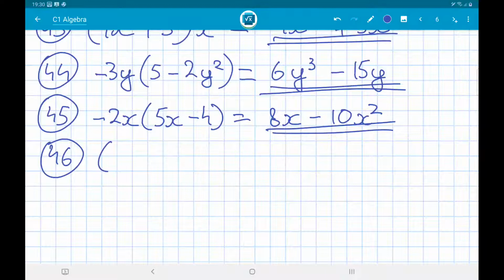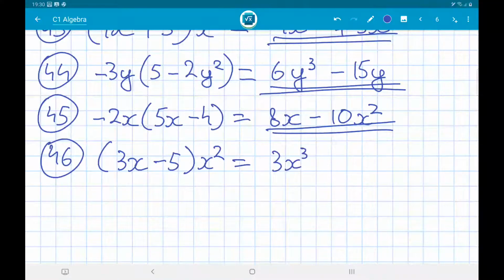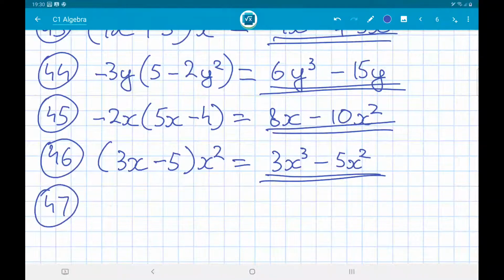We have 3x minus 5x squared should equal 3x cubed minus 5x squared. Again, final thing. 47.